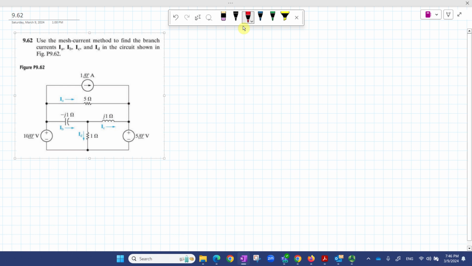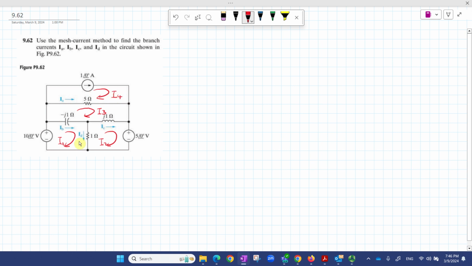So first we're going to give some reference current directions. For example, this one we can call I1, this current we call I2, this one goes this direction and is called I3, and this one goes this way and is called I4.